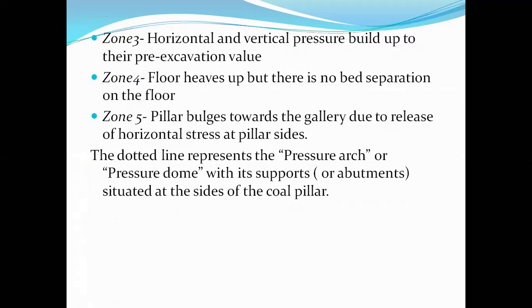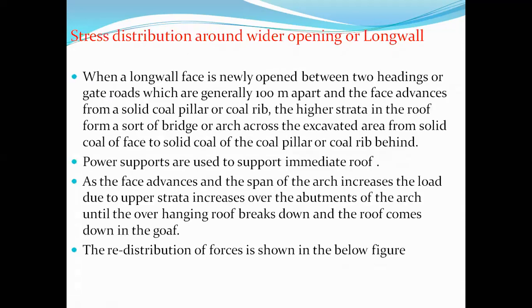Look at here. The dotted line represents the pressure arch or the pressure dome, with its supports or abutments situated at the sides of the coal pillar. Okay. Now let's move on. That's all about the vertical stress distribution around the narrow opening.